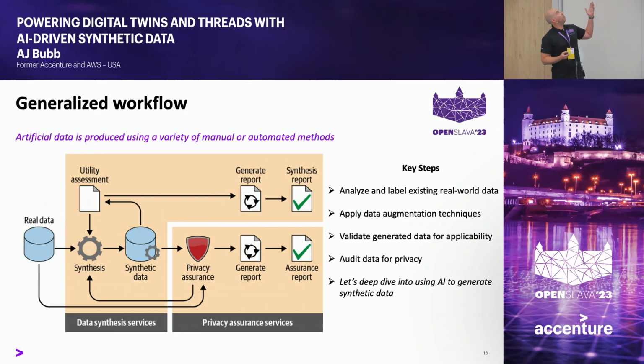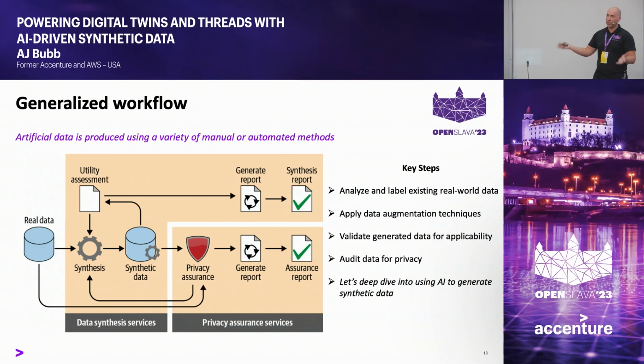Let's look quickly at what a generalized workflow is for creating fake data. So both mass data and synthetic data. Typically, you're going to start with some level of real world data, something that's actually coming from a system that's in place. You're going to go through a process of synthesis where you're looking at it yourself, you're writing something to look at it, or you're using a neural network to assess that. And you're going to pipe that in and start creating your synthetic data.